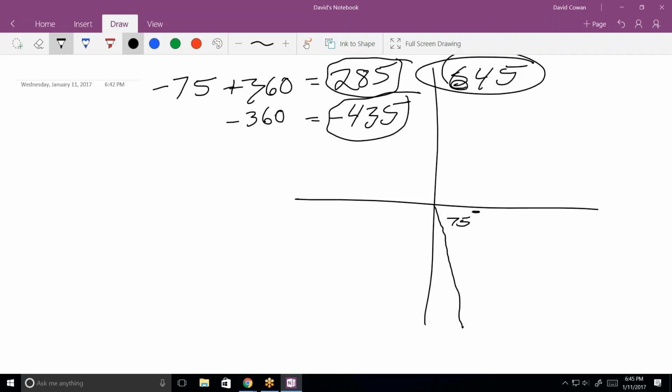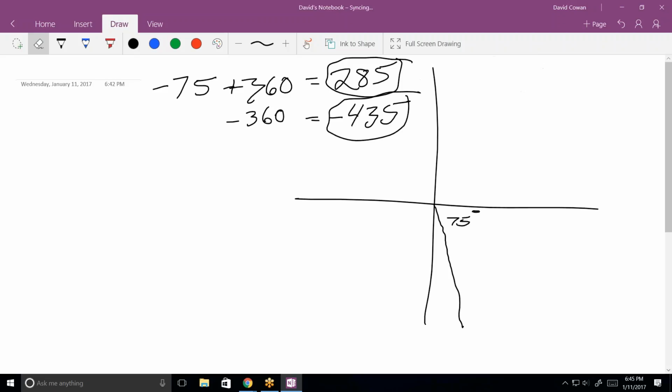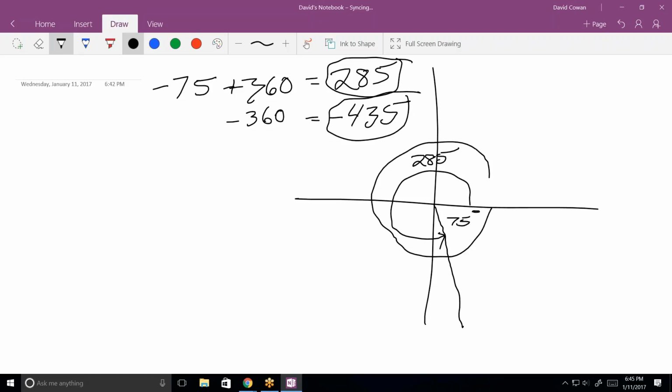Now, graphing them. The 285, here, let me erase this just so I don't confuse. The 285 turns out to be that angle right there. And the 435, I basically go around twice. Notice that I started going clockwise from the x-axis, and I went around once entirely. That was minus 360. And then I went around another 75 to get minus 435.